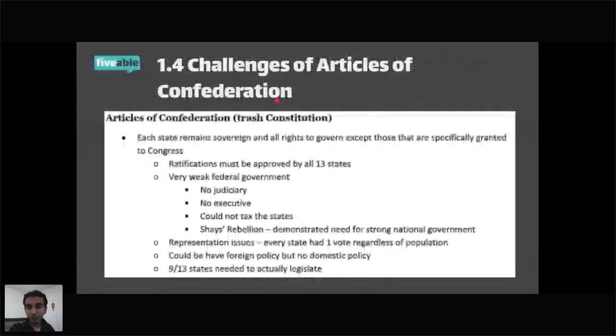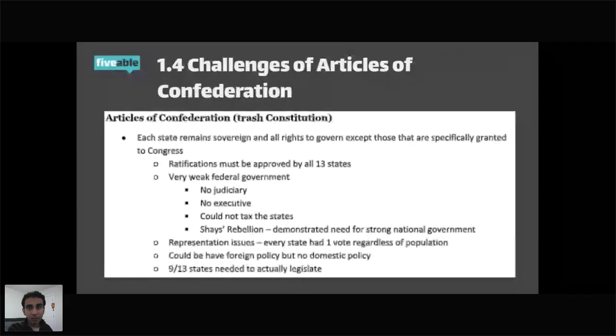So before we start 1.4, does anyone have questions on standard 1.3, which was basically the foundational documents? All right, so let's go ahead and start 1.4.